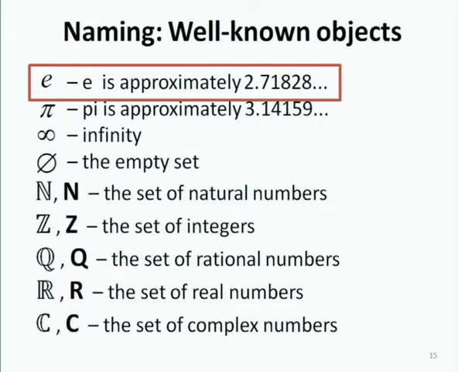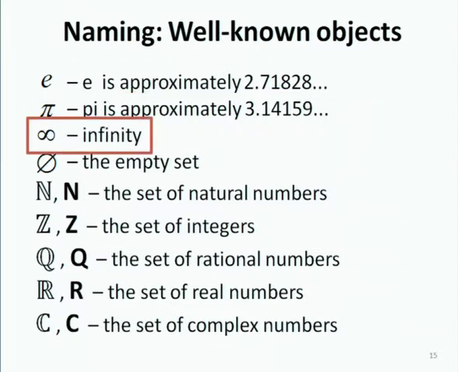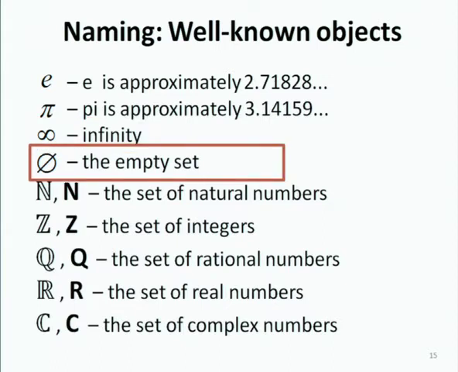It's used for exponential growth in things like chemistry and economics. The letter pi is representing the number pi, which is approximately 3.14159, which is used in circles, finding the areas of circles, and also in a whole lot of other strange and interesting places that you wouldn't expect it to be. This symbol means infinity. In a different context, it might mean a slightly different version of infinity depending on what you're doing. This symbol is the empty set.